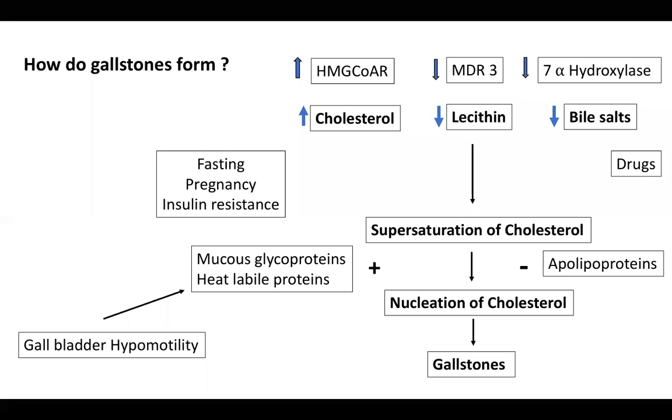And this in turn is activated by stasis, that is gallbladder hypomotility. So any event that causes gallbladder hypomotility or stasis leads to increased production of mucus glycoproteins within the gallbladder. And this accelerates the process of supersaturation of cholesterol to nucleation of cholesterol, and thereon to the formation of gallstones. So the keywords here are increased cholesterol, decreased lecithin, decreased bile salts, supersaturation of cholesterol, nucleation of cholesterol, thereby leading on to gallstones. Now, the reason why we've talked about cholesterol is because cholesterol stones are most common.